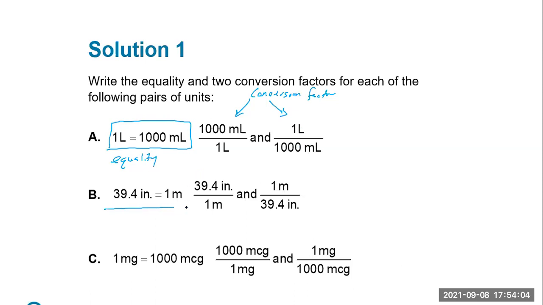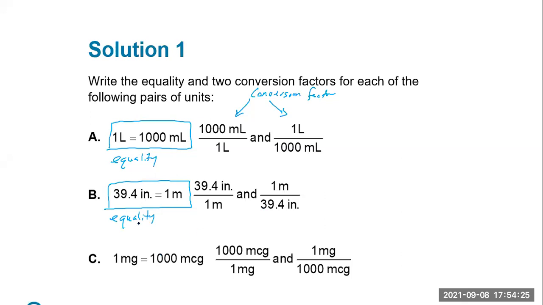Here is an equality between inches and meters. There's 39.4 inches in a meter. Again, that's an equality. Both of those things represent the same amount of distance. We could write 39.4 inches over 1 meter, or again, 1 meter over 39.4 inches.